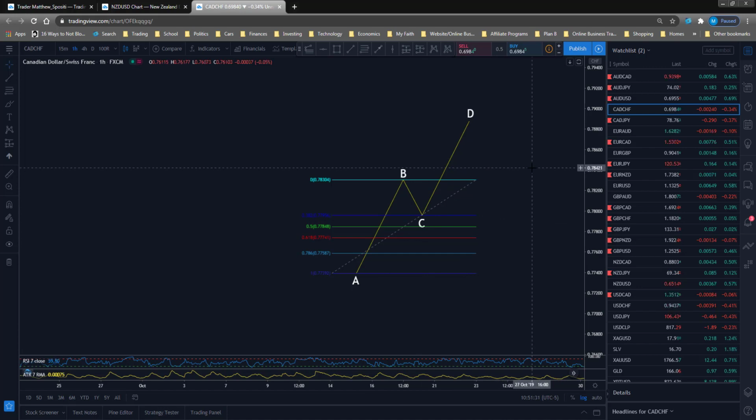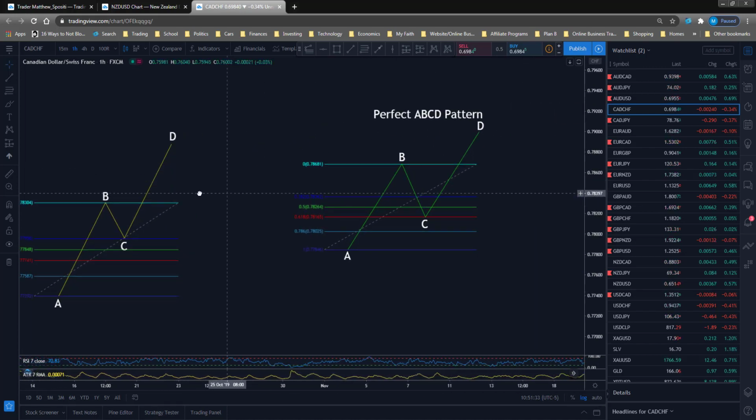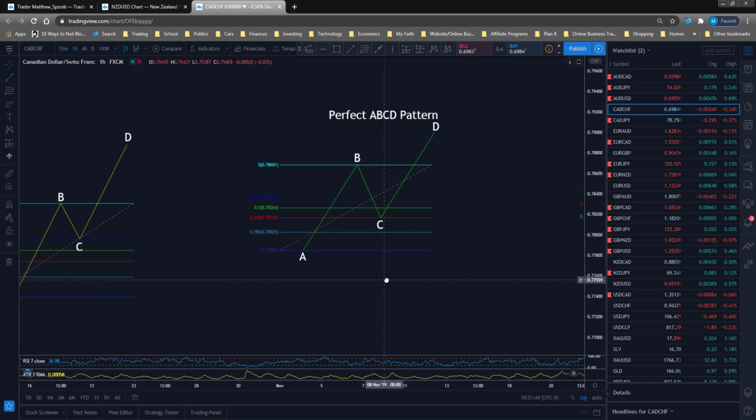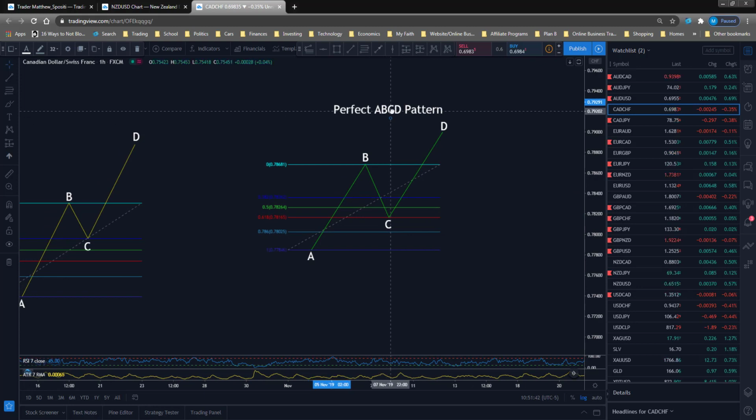Now let's go over here and look at what is considered the perfect one. I actually have a number of these drawn out here, but this is what is considered a perfect ABCD pattern, where you have A to B, B to C, retracing all the way down to a 618 fib retracement, and then C to D.